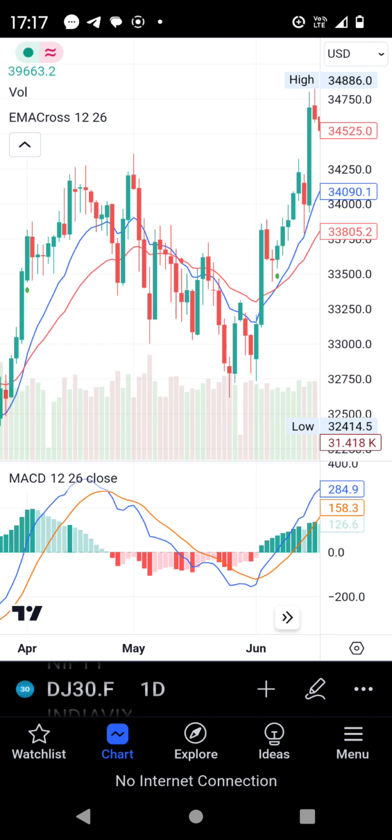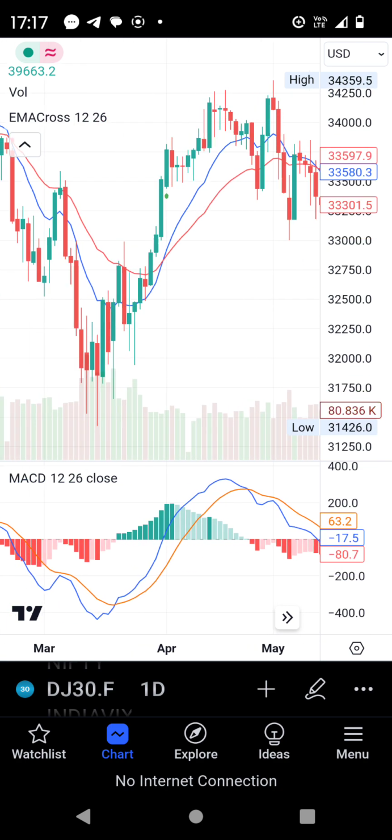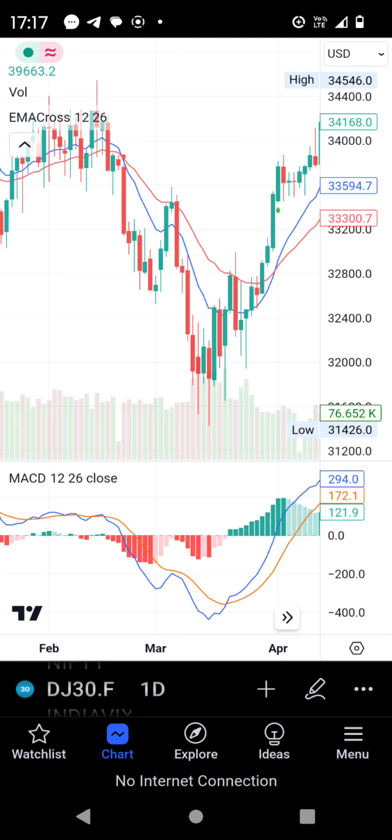Slope of the signal line also is important. If the slope of the signal line is downward sloping, then momentum is down, and if the slope of the signal line is upward sloping, then the momentum is upward and greater. The histogram bars, if they are green bars and rising, then upward momentum is there, and if they are falling, upward momentum is decreasing. Red bars, if they are falling, then downward momentum is there, and red bars, if they are rising, then the downward momentum is decreasing.